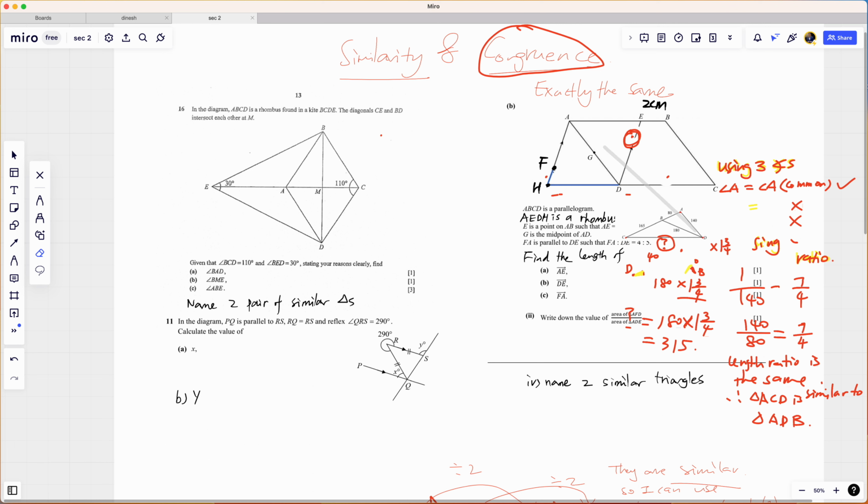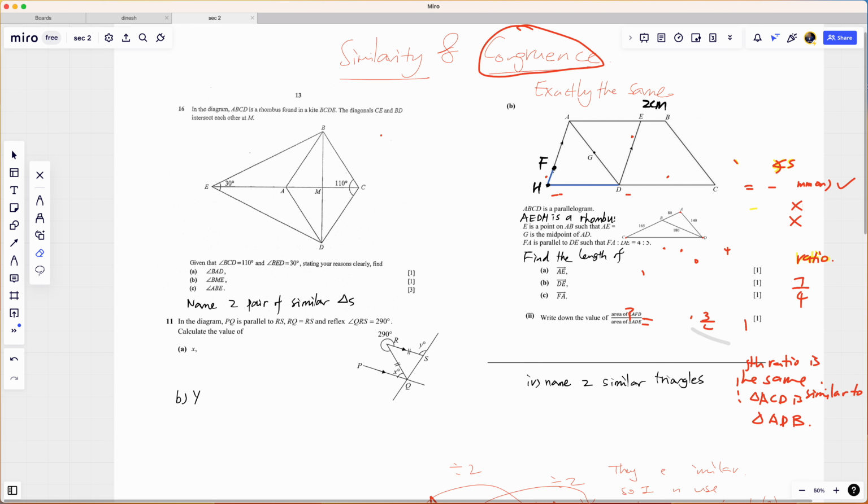Did you do this question? A parallelogram, this one? This one? Part B. 11 part B. Did you do it? Yes or no? Or don't know how to do? Don't know how to do? Okay. Let's work on it together.